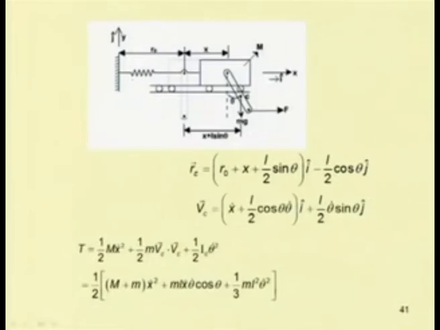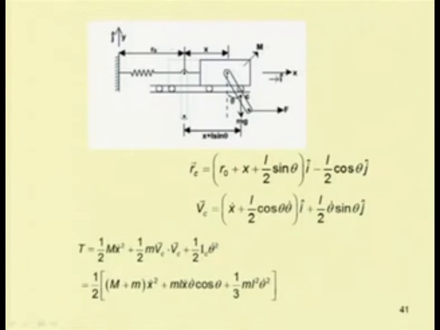Similarly, this is another example, in which one can derive the equation of motion by first writing the position vector. So, let us first write the position vector of this point C. In this case, this is a cart containing a rod, which is oscillating, and one side of the cart is connected to a fixed rigid support by a spring.